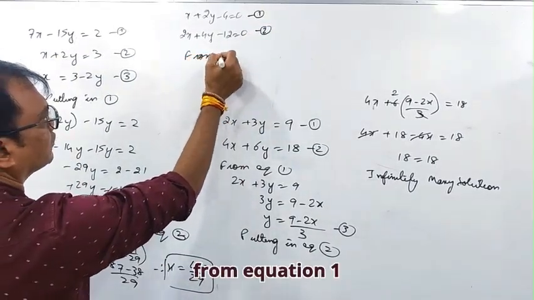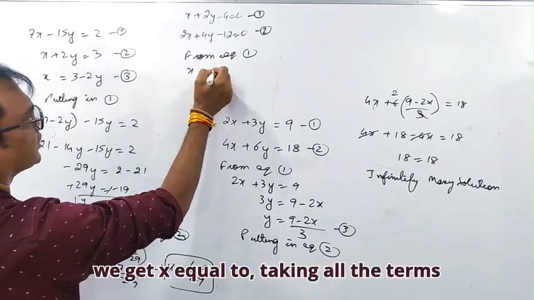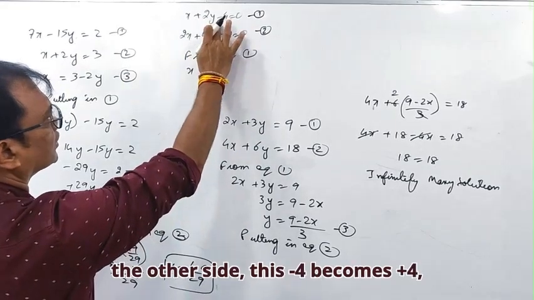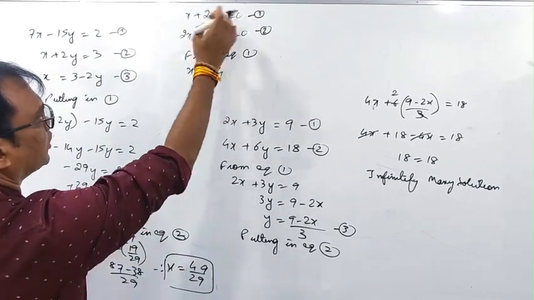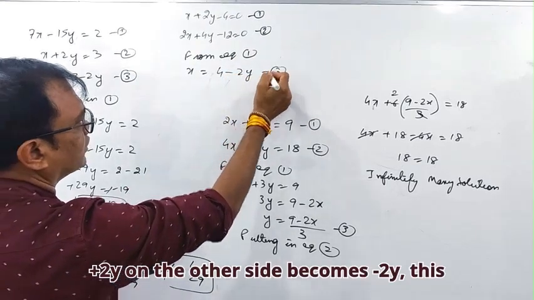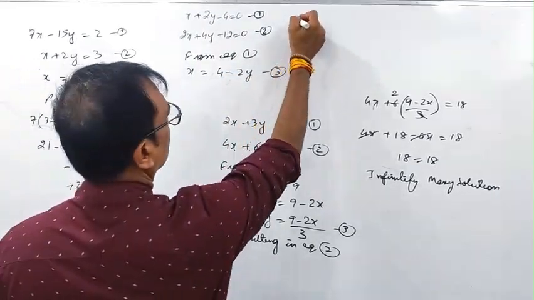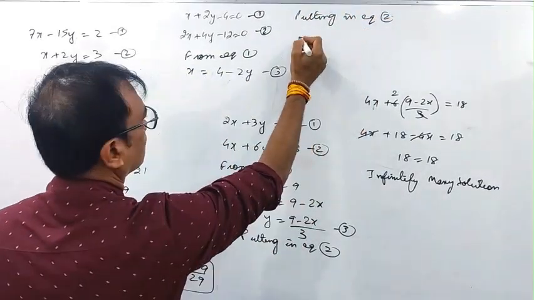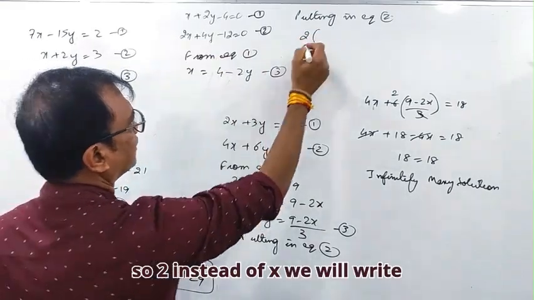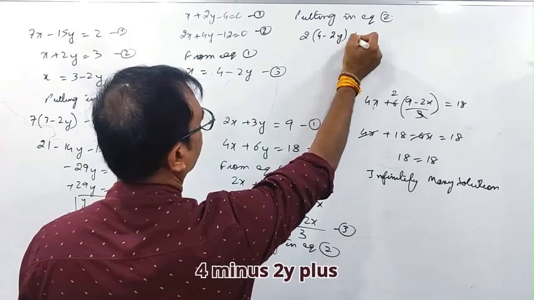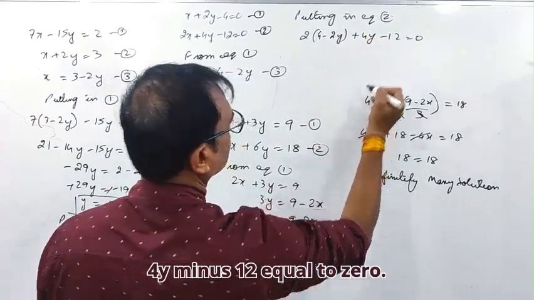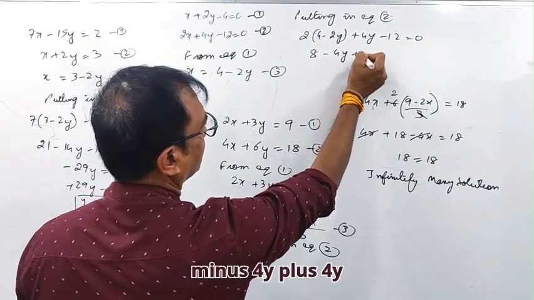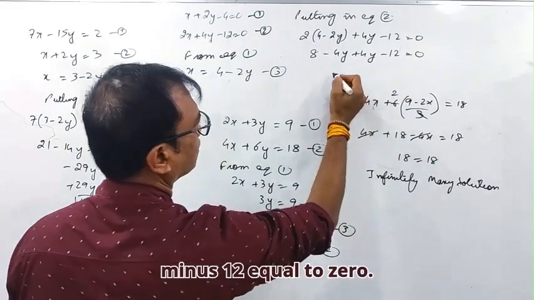So from equation 1, we get x equal to, taking all the terms on the other side, this minus 4 becomes plus 4, plus 2y on the other side becomes minus 2y. This becomes equation 3. Putting in equation 2, so 2, instead of x we will write 4 minus 2y, plus 4y minus 12 equal to 0. Open the bracket. 8 minus 4y plus 4y minus 12 equal to 0.